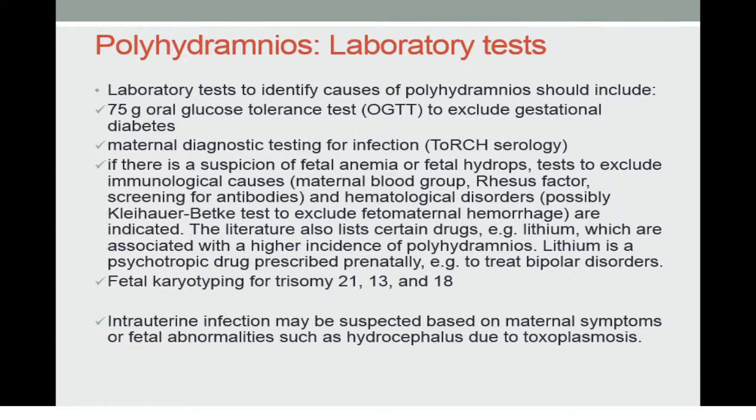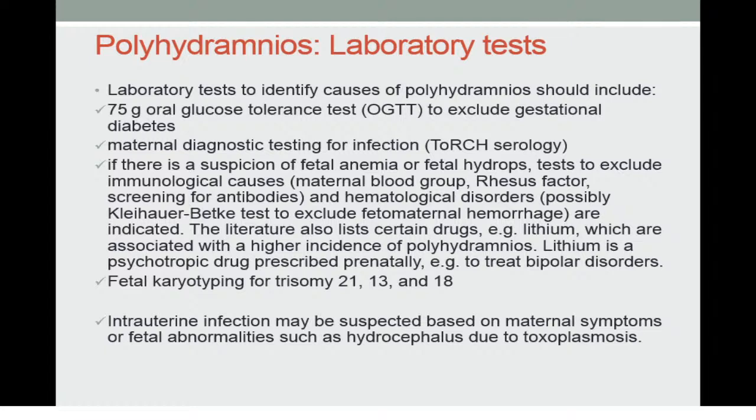It's about laboratory tests. Laboratory tests helping to identify causes of polyhydramnios include a glucose tolerance test to exclude gestational diabetes, maternal diagnostic testing for infection, TORCH serology. If there is suspicion of fetal anemia or fetal hydrops, tests to exclude immunological causes, maternal blood group, rhesus factor, screening for antibodies, hematological disorders, and possibly a Kleihauer-Betke test to exclude fetal-maternal hemorrhage are indicated.